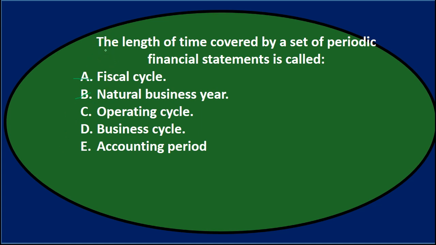Once again, the question, the length of time covered by a set of periodic financial statements is called, well, the accounting period is typically going to be the length of time covered. The operating cycle will give us basically our cycle of operations, and the business cycle is going to describe our business rotations. But the best answer here would be E, accounting period, as the length of time covered by a set of periodic financial statements.